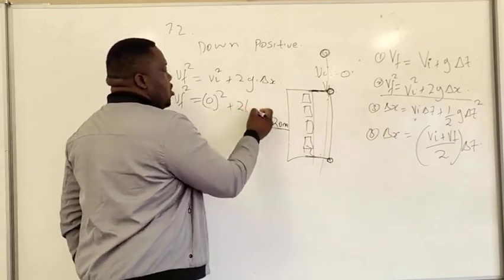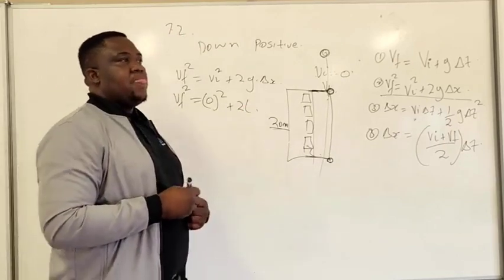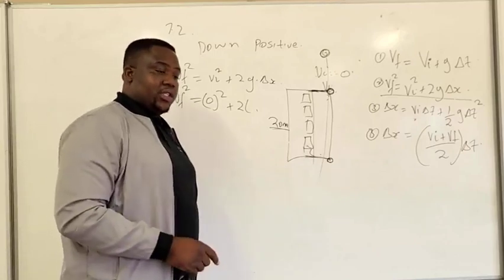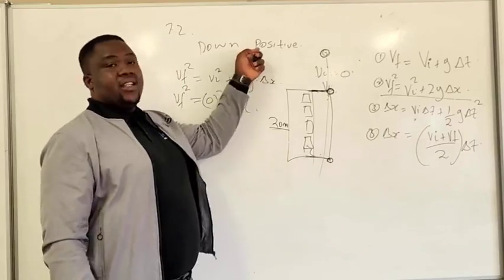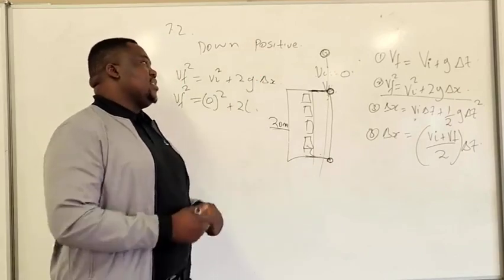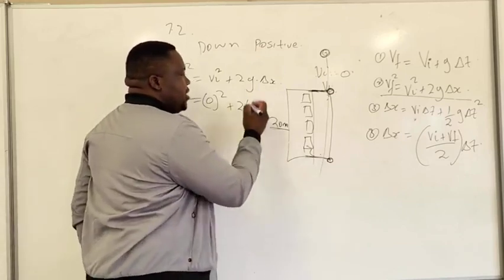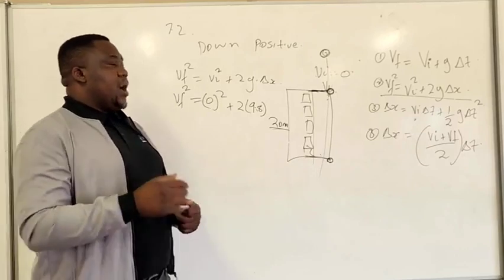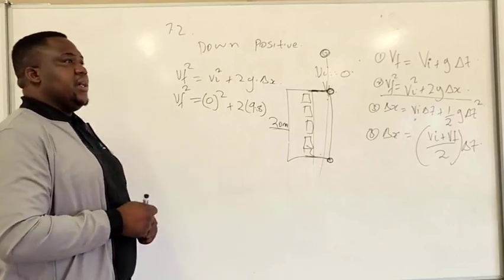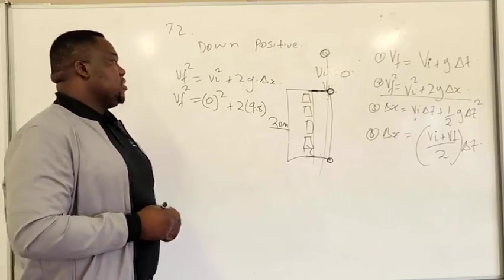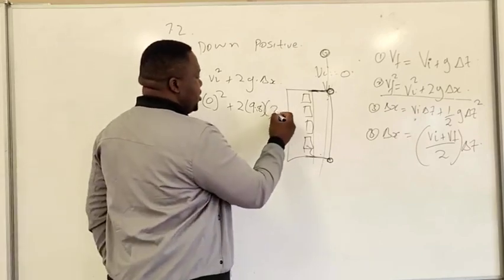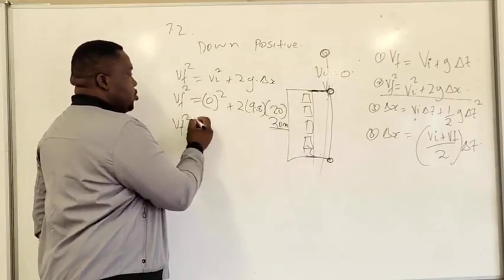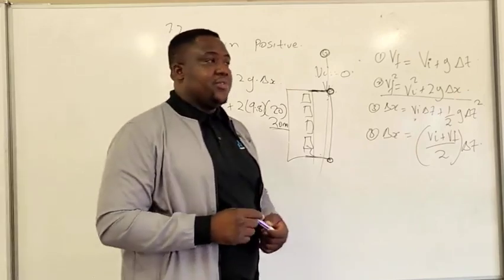Then we say plus 2. Then we come to the gravitational acceleration. The gravitational acceleration is moving in the direction of gravity, so it is always downward. And we have taken down as positive, meaning that even the gravitational acceleration is going to be 9.8, not negative. You understand? So now we come to the displacement. Also, we're going to have 20. Then let us try to solve this one.